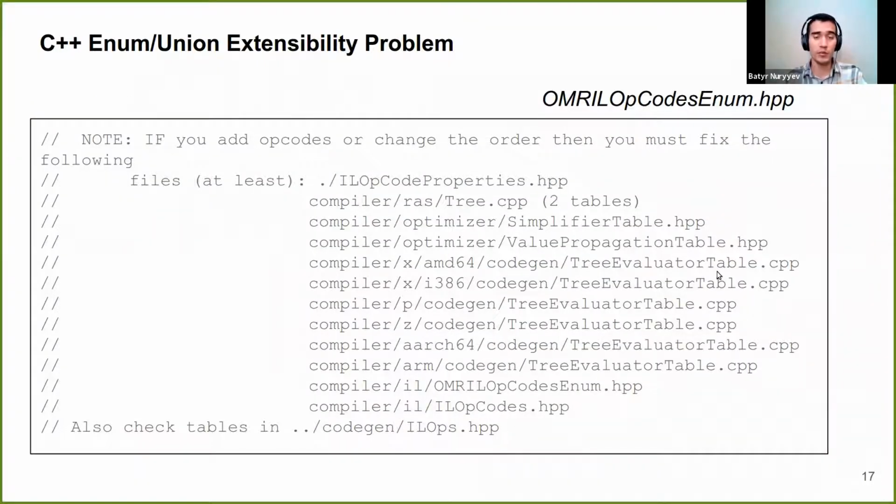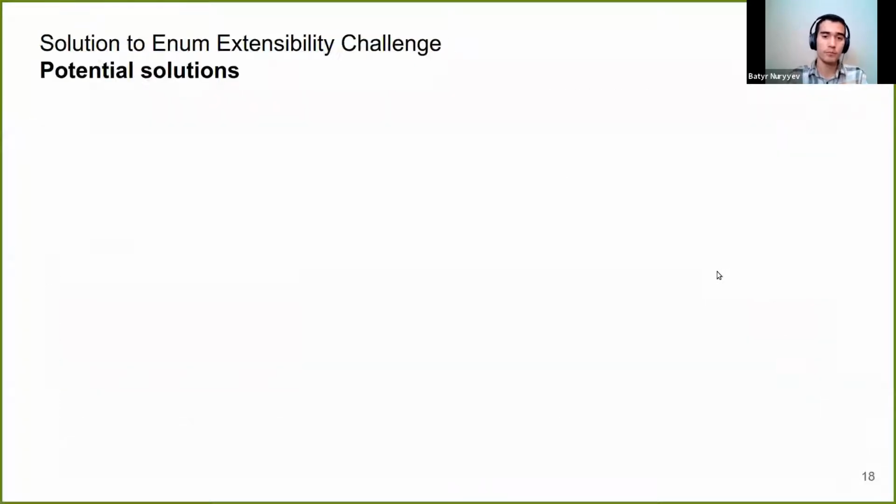In the previous example, we just saw 2 files, but in reality, there are 12 files that have to be modified in order to add or change properties of some opcodes. After better understanding the enum extensibility problem, we looked at similar open source software solutions. We selected 3 candidates for the problem.